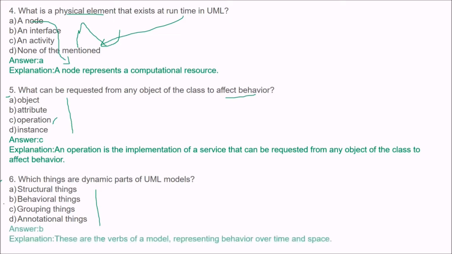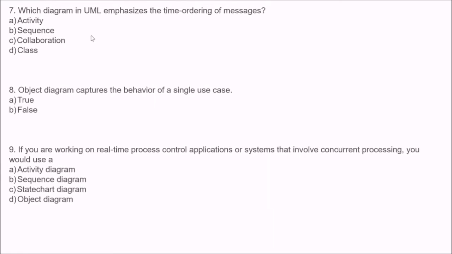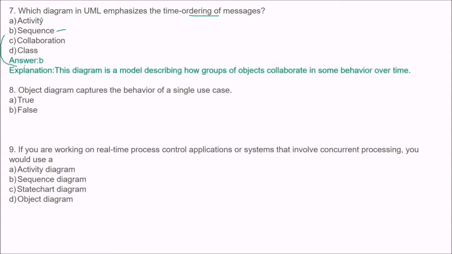The answer is behavioral things, because these are the verbs of a model representing behavior over time and space. Next is which diagram in UML emphasizes the time ordering of messages? Is it sequence or any other activity? The answer is sequence, because the diagram is a model describing how groups of objects collaborate in some behavior over time.